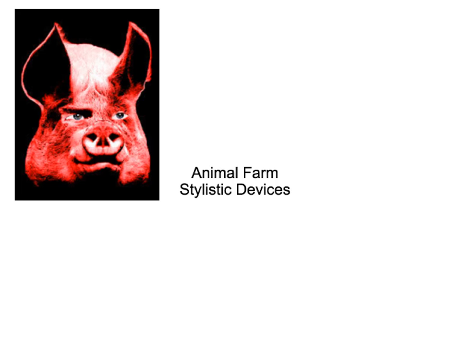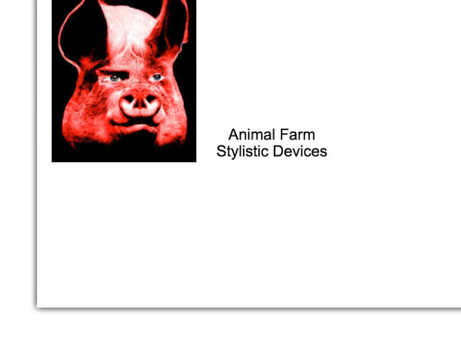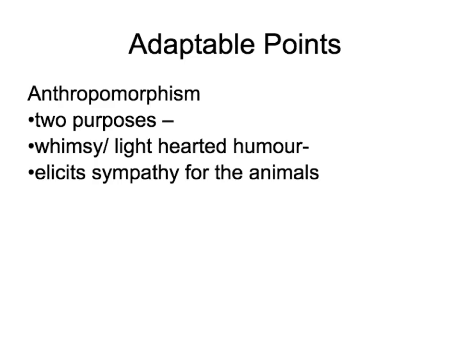Stylistic devices. Right. There are some points that are adaptable. You can use them anywhere, no matter what the question is. One of the first points that you can use is anthropomorphism. Remember, the book is written in a style that is anthropomorphic. Therefore, the animals are all presented with human characteristics.